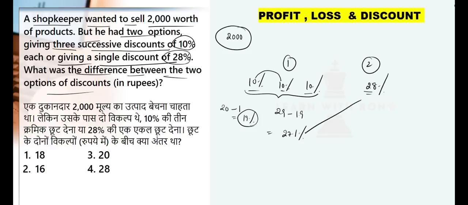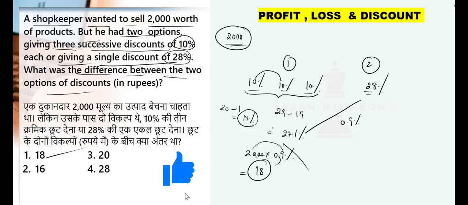Here it is 28. So the difference here is 0.9 percentage. They asked us to find 0.9 percentage of 2000. So 2000 of 0.9 percentage. How much? Percentage zeros just cancel, 2 nines are 18, which is our answer. Option number 1. Next question.